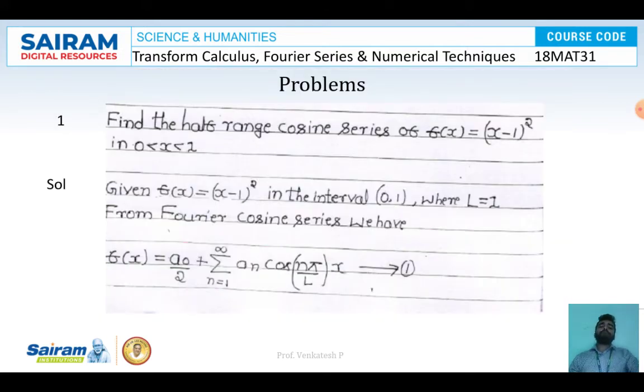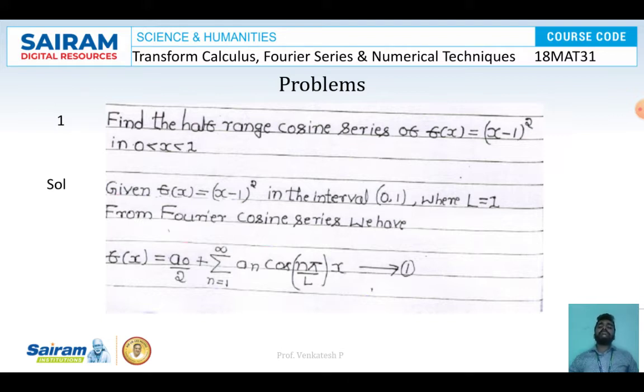So now the problems on half-range Fourier series. The first problem is: find the half-range cosine series of f of x is equal to (x minus 1) whole square in 0 less than x less than 1. Clearly, this problem is an arbitrary interval case. Given the function is (x minus 1) whole square in the interval 0 to 1, it implies that the value of L is equal to 1.